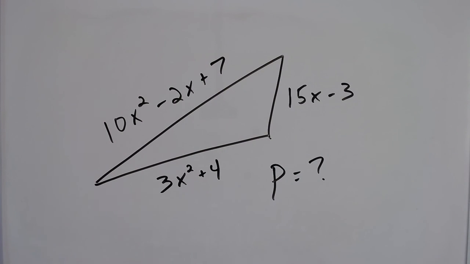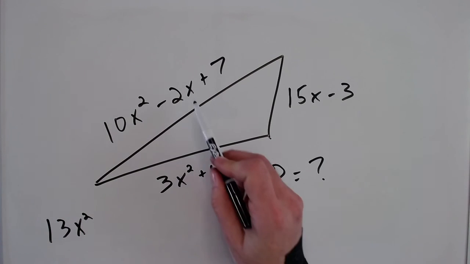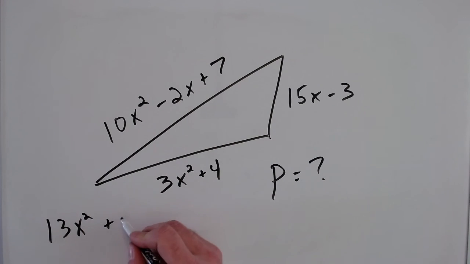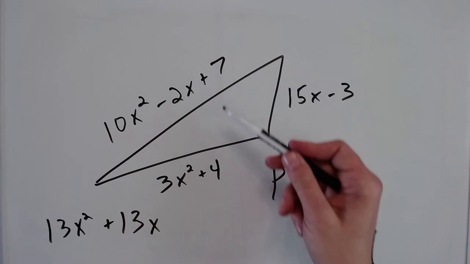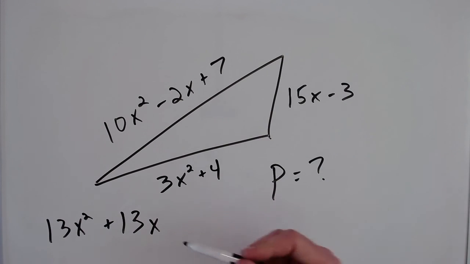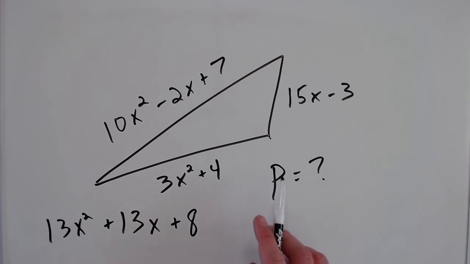So let's combine like terms visually. How many x squareds do we have? We have 10x squared and 3x squared. So that would be 13x squared. What about x's? We have a negative 2x and a positive 15x. So we're going to have 13x. And let's just look at the numbers. 7 plus 4 minus 3. 7 plus 4 is 11, minus 3 is 8. Plus 8. So the perimeter of this triangle, as it's expressed as a polynomial, is 13x squared plus 13x plus 8.